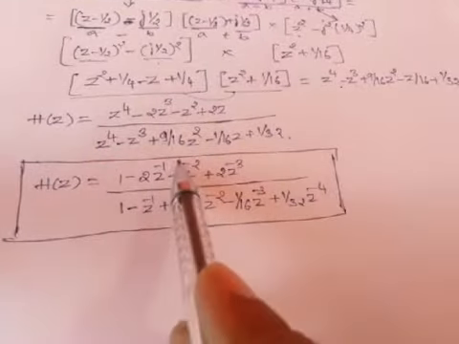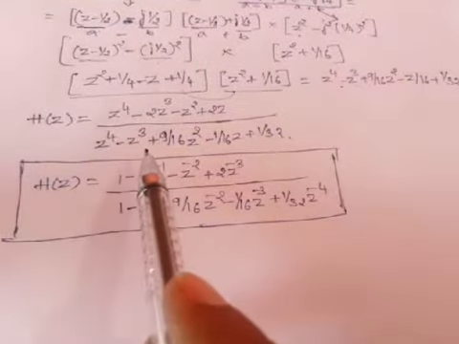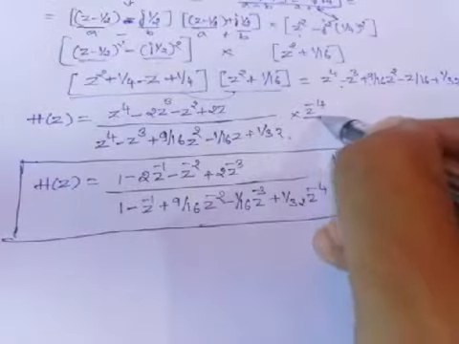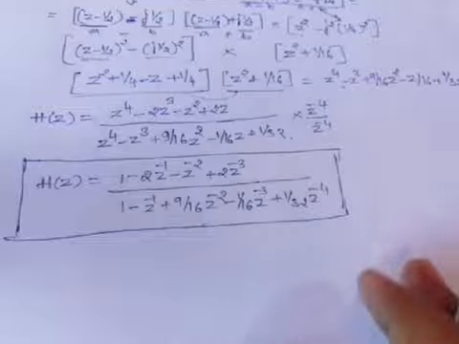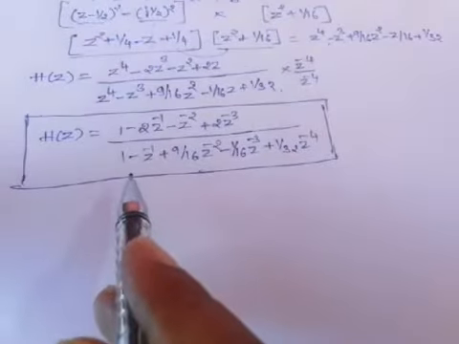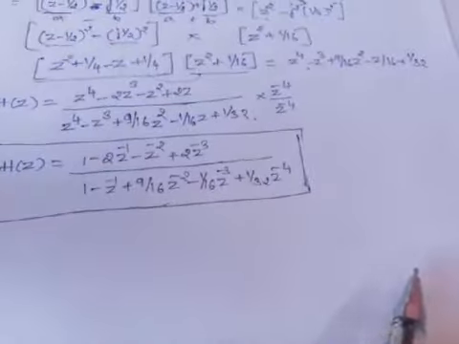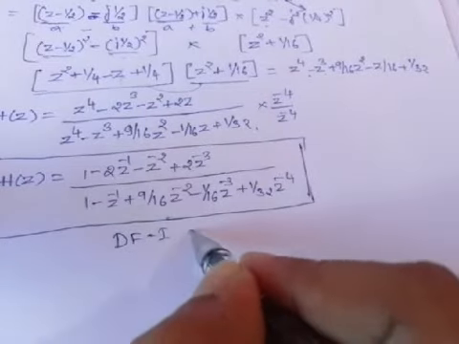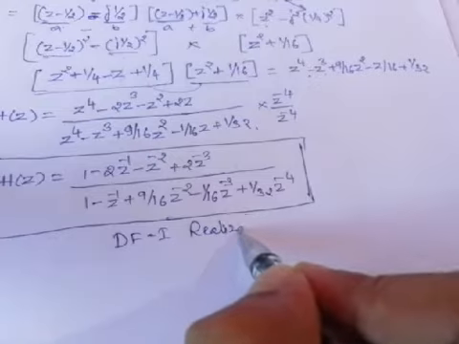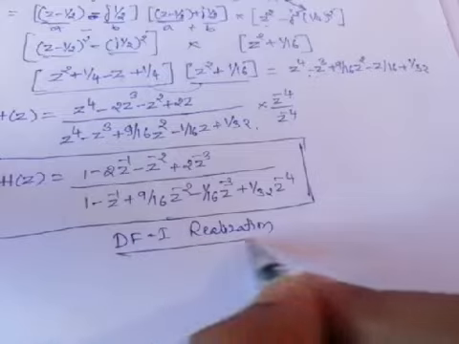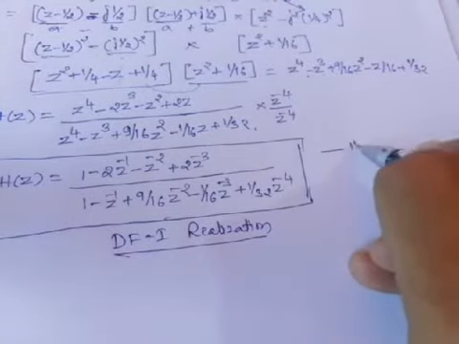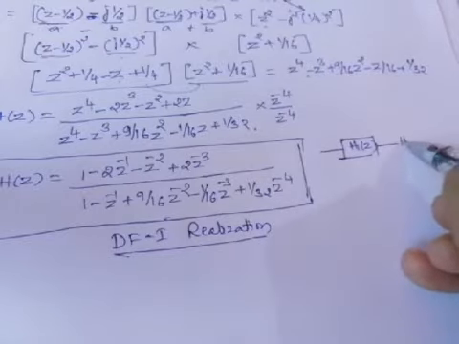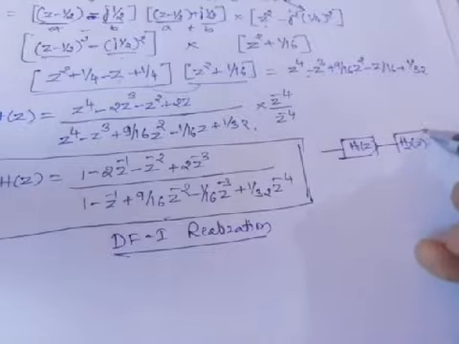Observe the numerator and denominator, the highest power is 4, so multiply the numerator and denominator by z to the power minus 4. Here also z to the power minus 4. Then we represented the given system function in terms of negative powers of z. So now we are discussing DF1 realization. In DF1 realization, we know we are going to split the system function into two subsystem functions, H1 of z and H2 of z.